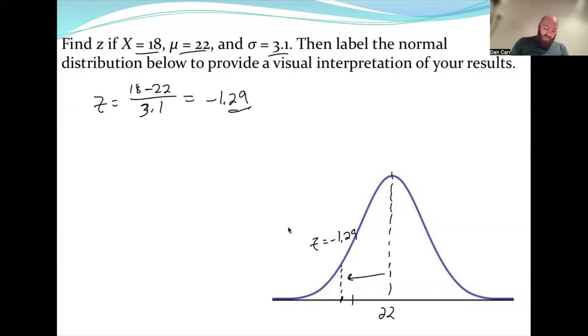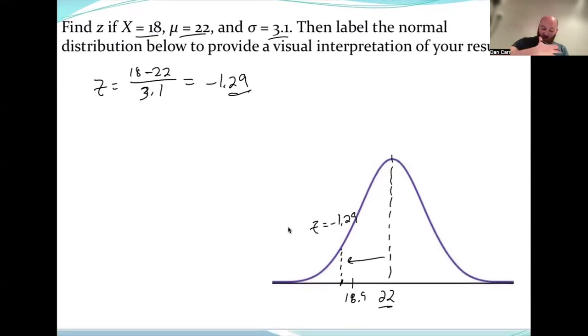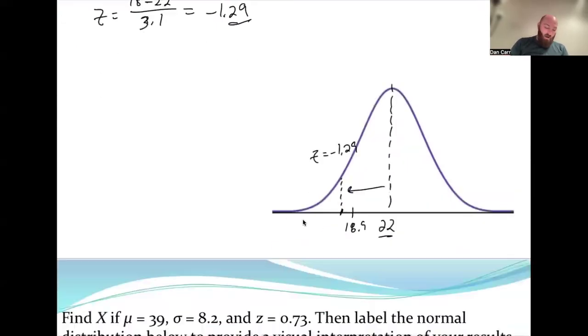Okay, so that's where the 18 is. Now, one standard deviation below would have been 3.1 less than the 22 here. So that would have put me at 18.9. So you can see that makes sense. 18 is to the left of 18.9, so is that negative 1.29. It's just beyond that one standard deviation. Okay, we'll just do that again.